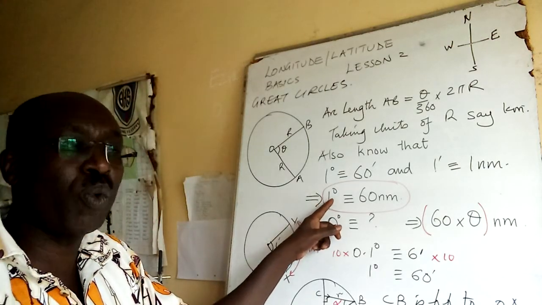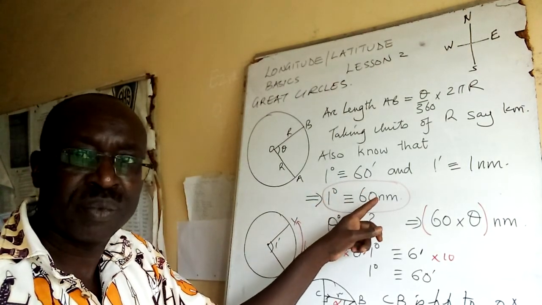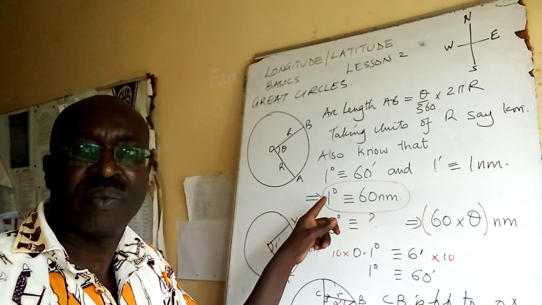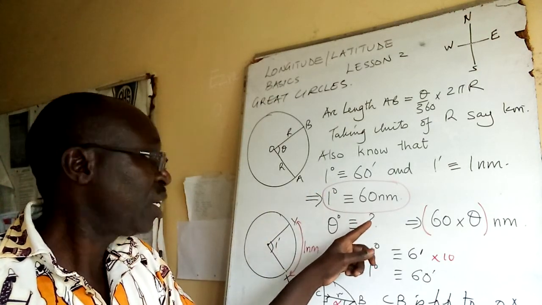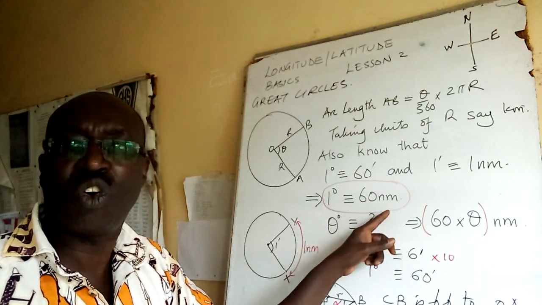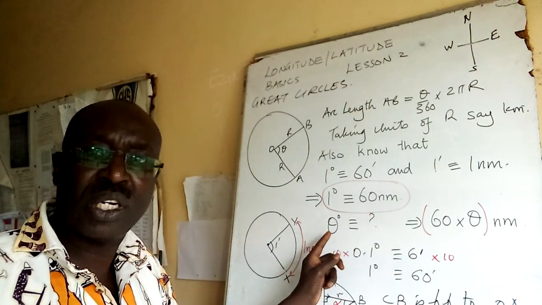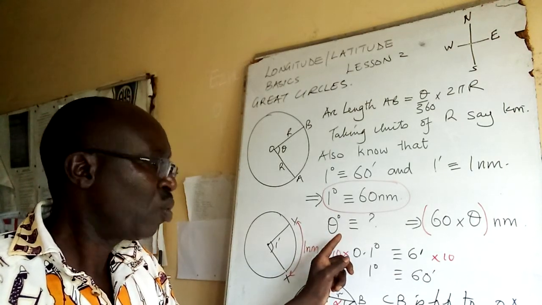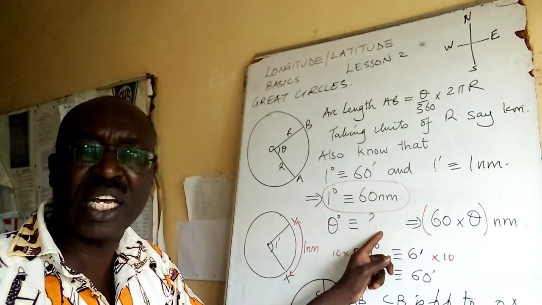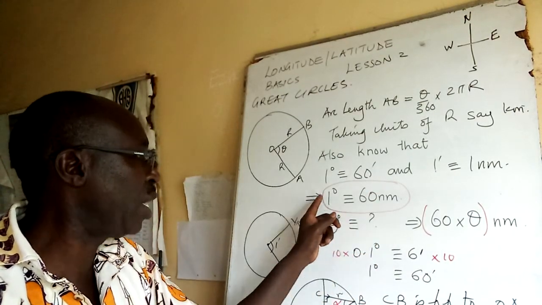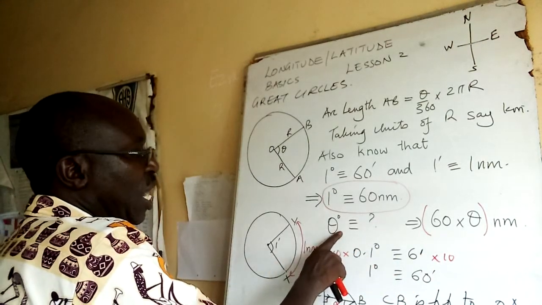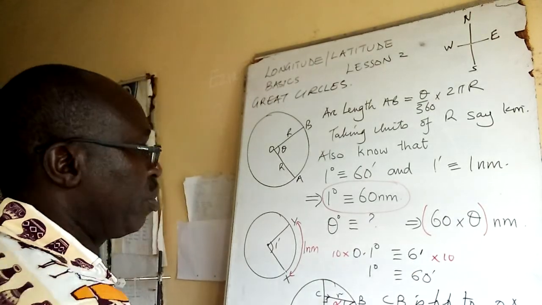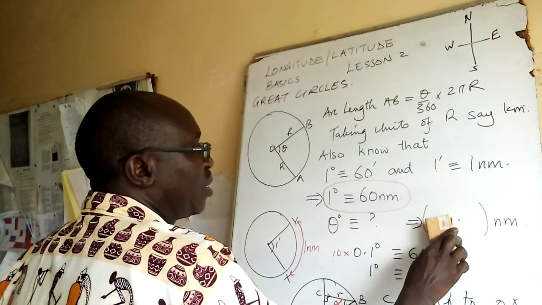So from the relationship, if the angle subtended is 1 degree at the center, along the circumference it will be 60 nautical miles. What about if we say generally angle theta at the center will give us how many nautical miles along the circumference? You cross multiply and you will find theta times 60, which is here. Okay? Theta times 60. Maybe I write it the other way, it will be better.